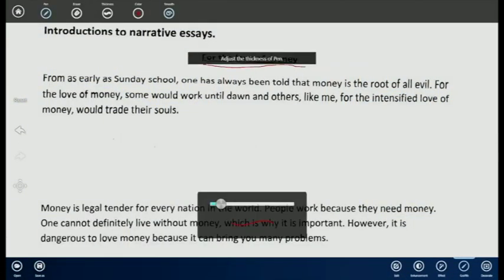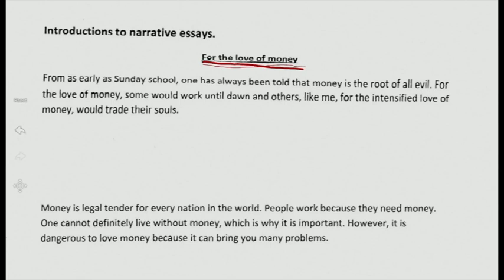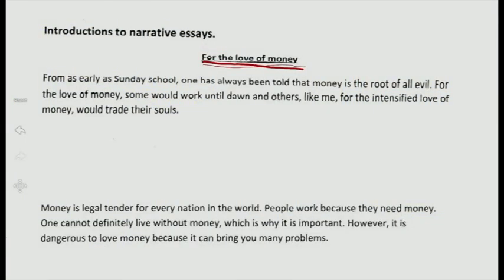Okay, we have already talked about this title, which is For the Love of Money, from a recent paper that was written in Form 5. So it is For the Love of Money. That is the title, although I hope it is visible. This is one introduction that was written by a student. From as early as Sunday school, one has always been told that money is the root of all evil. So here, this student began with what? With a general statement, something that we all know. So it's a general statement: from as early as Sunday school, one has always been told that money is the root of all evil.